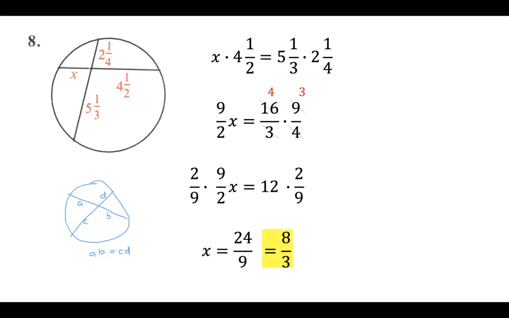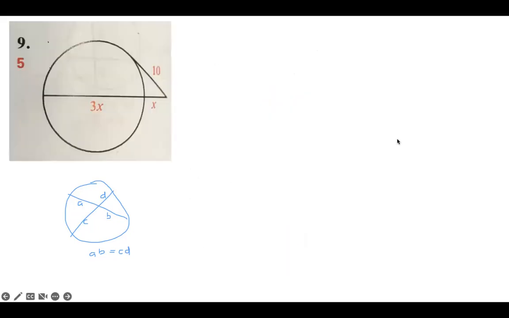I think the book answer says 2 2/3 because they're just changing it to a mixed number. 8/3 is a perfectly fine answer. All right, so there's number 8. Number 9, I want to get rid of this picture here. Let's see, erase, clear all. Here we go.